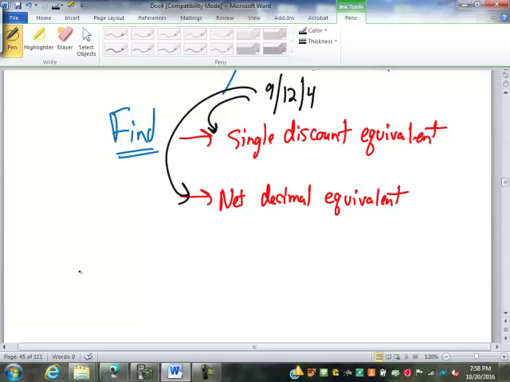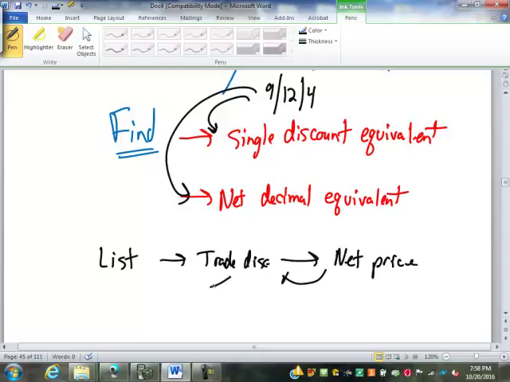Also with trade discounts, you need to use the list price, get trade discount to get the net price, or possibly go the other direction.